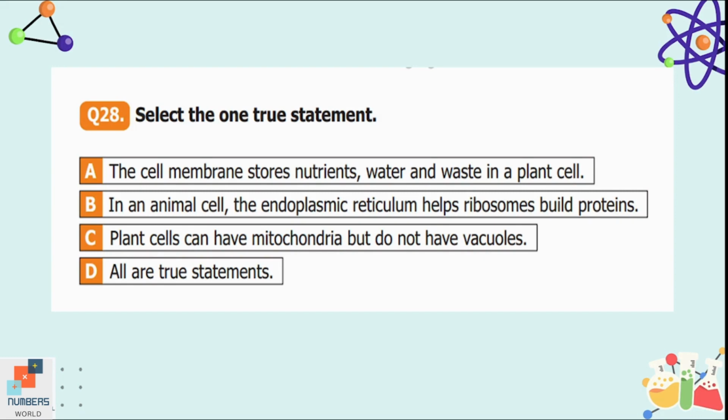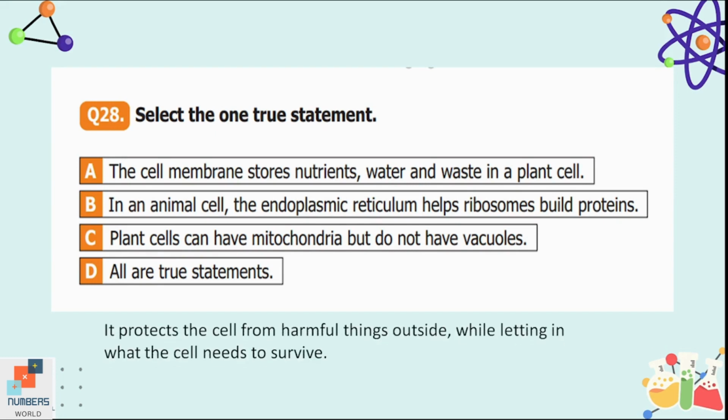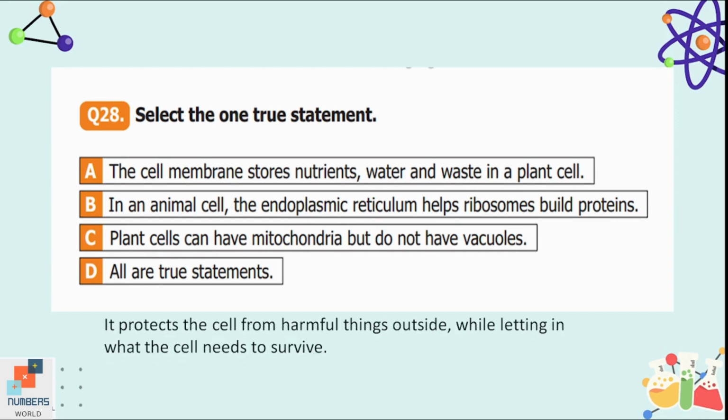Question number 28, select the one true statement. Option A, the cell membrane stores nutrients, water, and waste in the plant cell. That is not right because it's like a guard of the cell. It protects the cell from harmful things outside while letting in what the cell needs to survive. Option B is in an animal cell, the endoplasmic reticulum helps ribosomes build proteins. So option B is the correct statement.